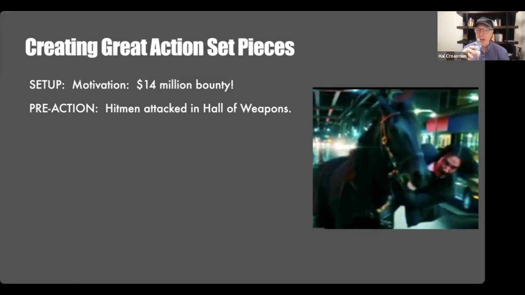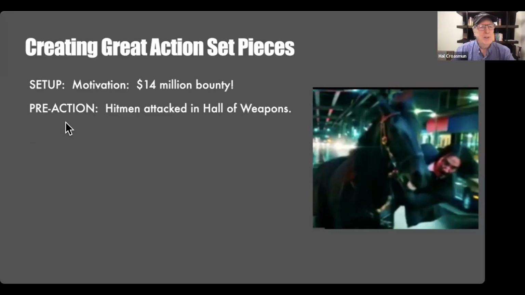So what happens before the action? In this case, there were hitmen attacked him in the Hall of Weapons. He fought them off. But sometimes the pre-action is us seeing the relationship with somebody else. Like, again, go back to John Wick 1. That relationship between him and the little puppy and the reason for that relationship was part of the pre-action that had us go with him when he went on his journey to kill 76 Russian hitmen.